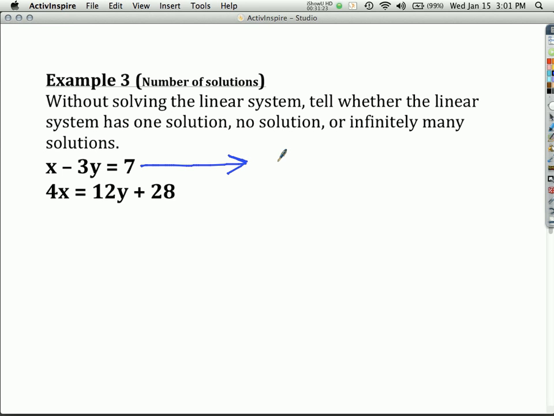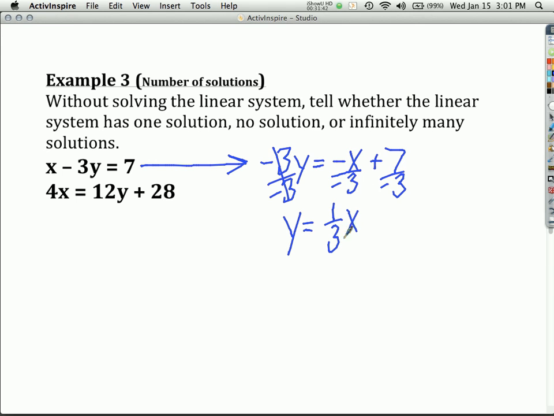Subtract x from both sides. We get negative 3y equals negative x plus 7. And what do I need to do to finalize that, Brian? Divide everything by negative 3. And so we end up with y equals 1/3 x minus 2 1/3.